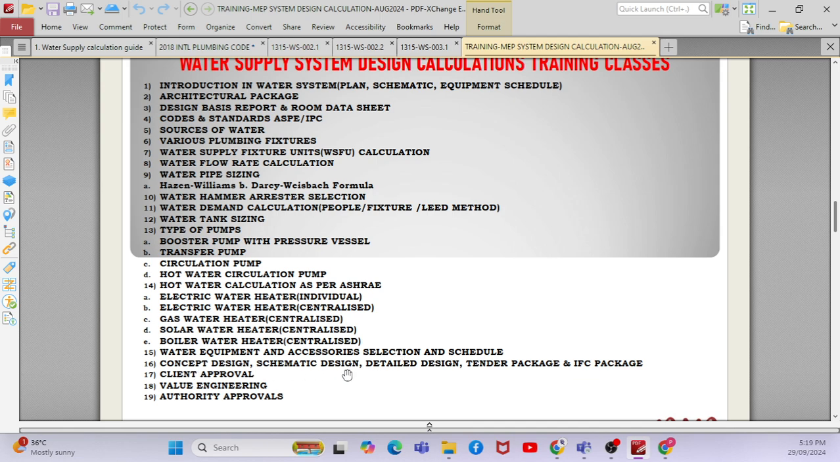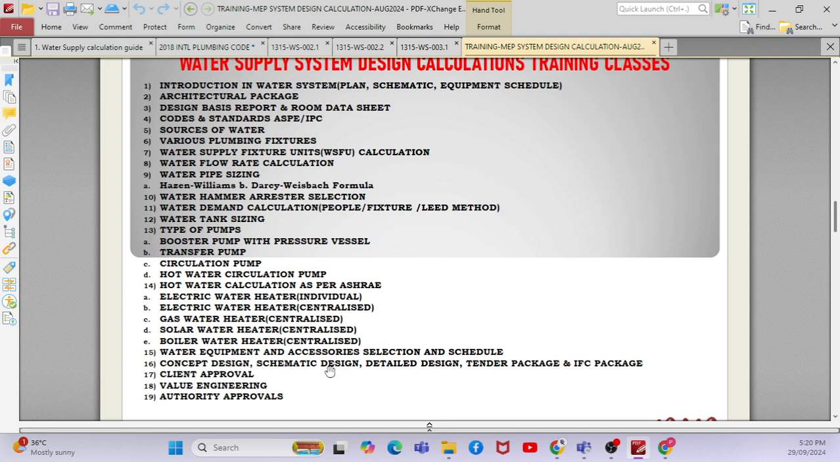Then we have seen the various stages: the concept stage, schematic design, detailed design, tender package, and the IFC package. These are the different stages in which the consultant works. As a contractor, you will receive the IFC package, but when you go with the consultant, they work in various stages because in one shot you cannot create the IFC. You will start with the concept design, which is the architectural space planning: where you need a shaft, where you need the plant room, where you need the pump. All of this will be done in the concept stage.